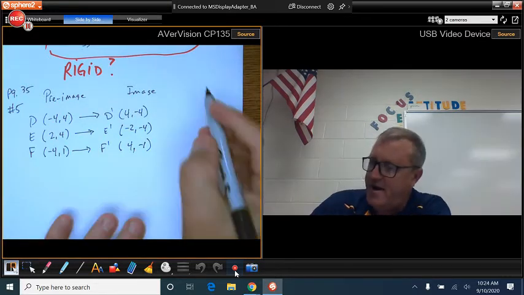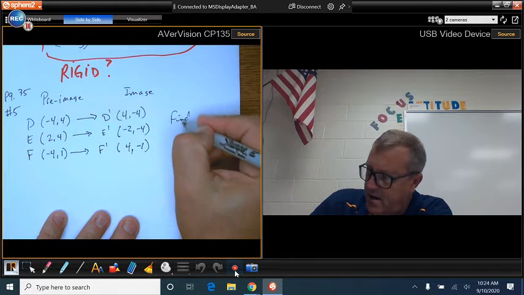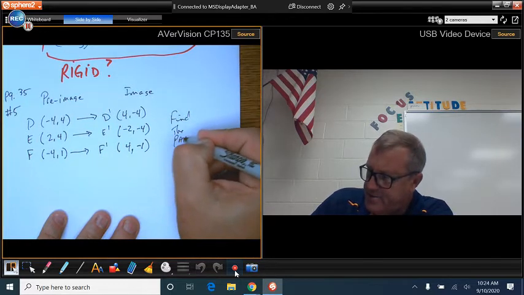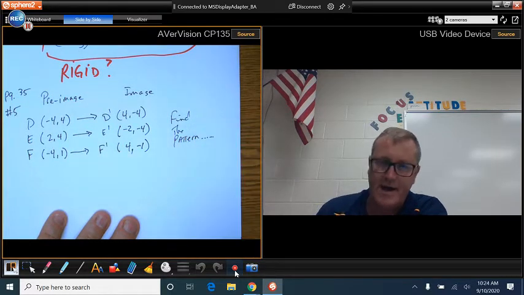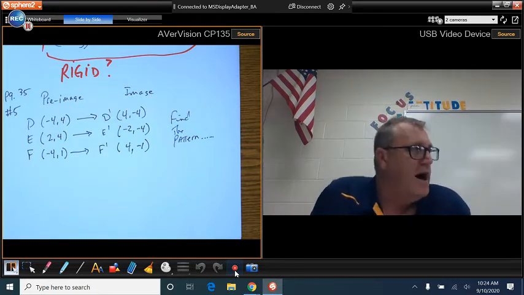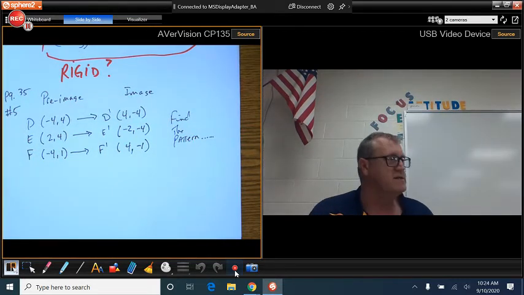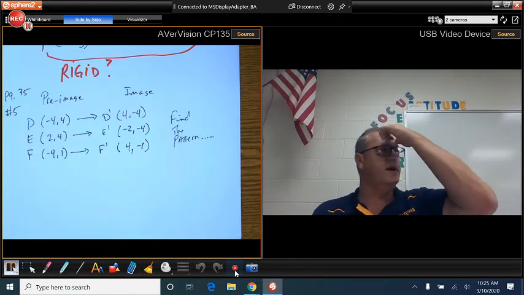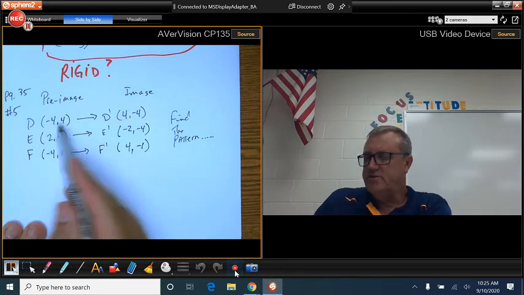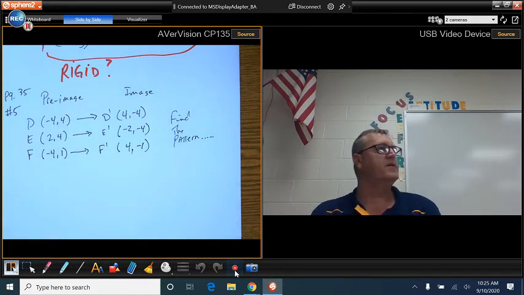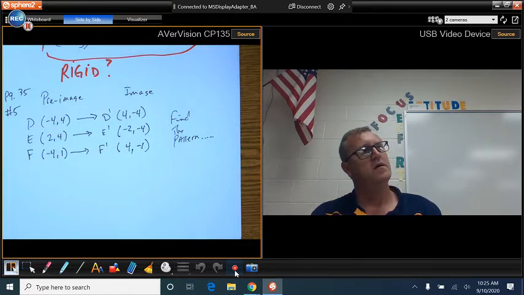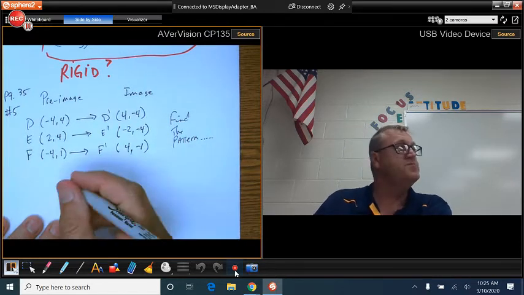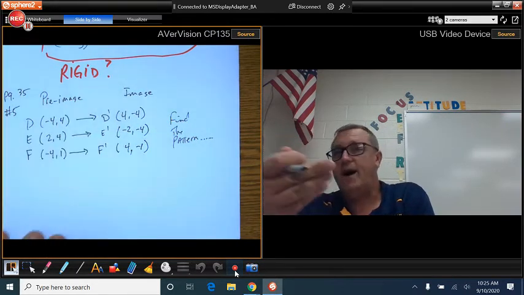Now, what we got to do is find the pattern. Don't look at both of them. Don't look at the x and y at the same time. Just look at the x's. Okay, so if I'm comparing the pre-image to the image, can you find a pattern? Margaret, you got a pattern? Yes, they switch: if they were negative, they go positive. If they're positive, they go negative. Let's try it. Let's look at the x, which means he's saying switch, or we take the opposite.